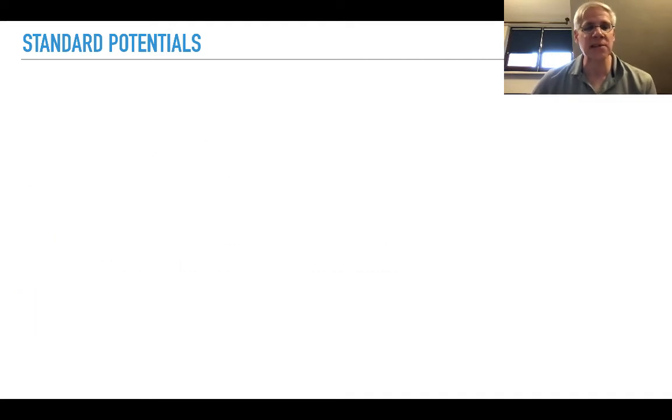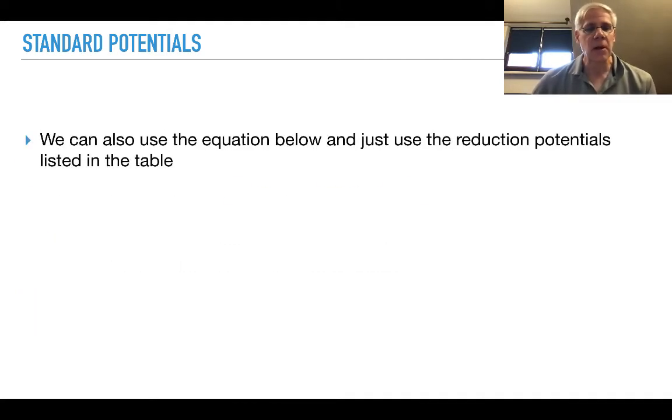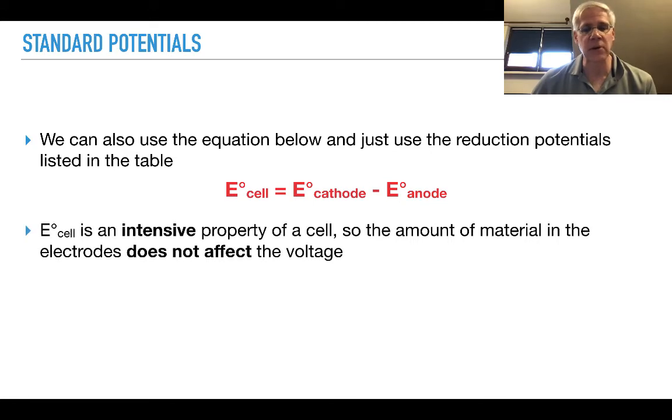Now, the method that I tend to use more often is this one here, where we have E0 cell equal to E0 cathode minus E0 anode. Here we use just reduction potentials listed in the table. Based on where the materials lie on the table of reduction potentials, you can figure out which half reaction is going to be the cathode, which is going to be the anode. Then we just subtract the two reduction potentials: E cathode minus E anode, and it will give you E cell.